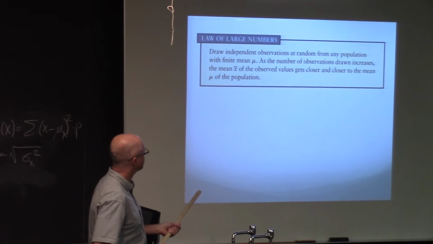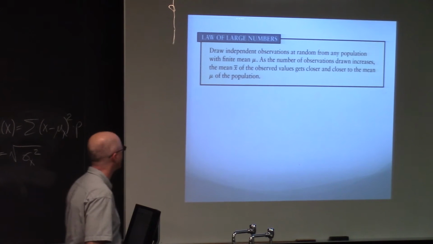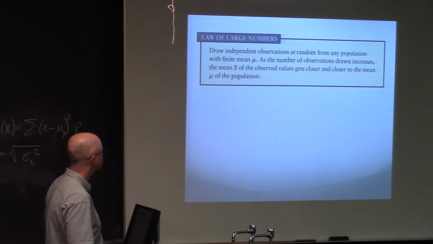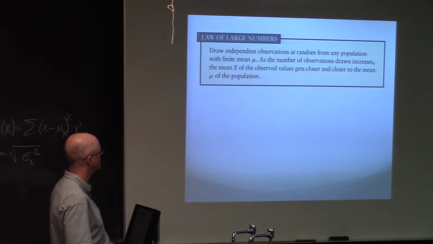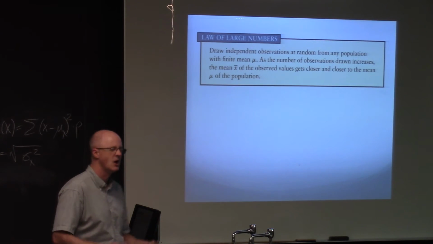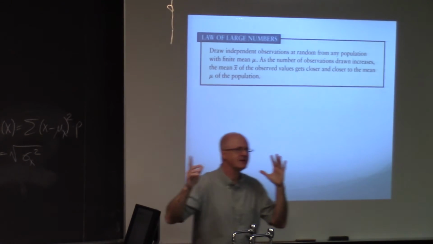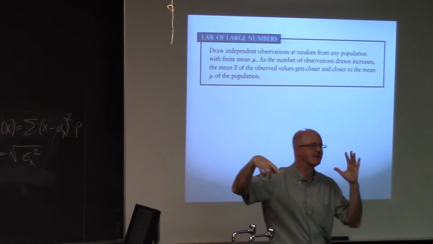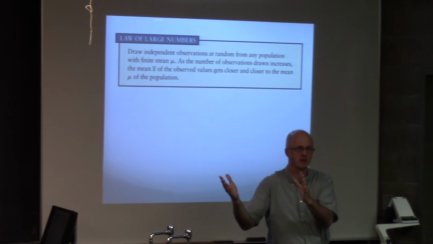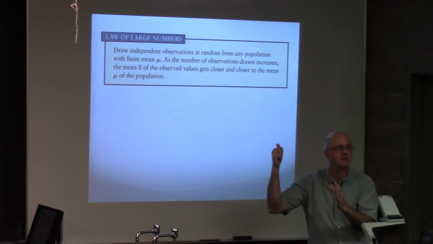Draw independent observations at random from any population with finite mean mu. As the number of observations drawn increases, the mean x bar of the observed values gets closer and closer to the mean mu of the population. Whoa. Okay, what's going on there? It's similar to the idea for p hat, approximating p, and the graphs I showed you earlier. In fact, I'm going to show you graphs for this one too.